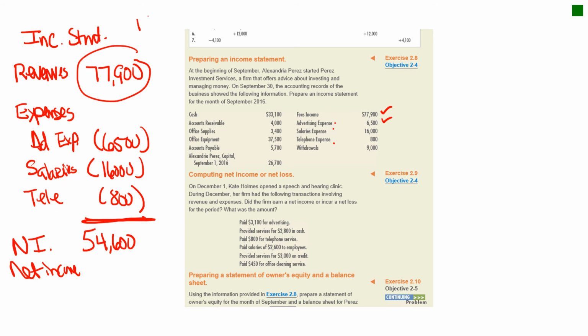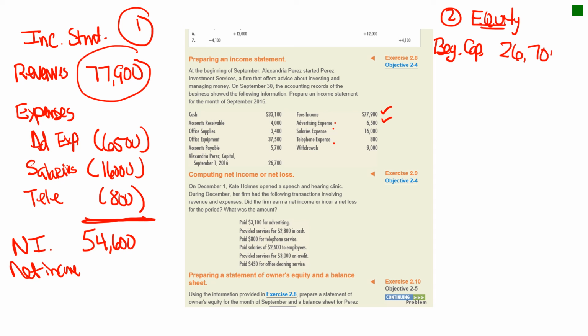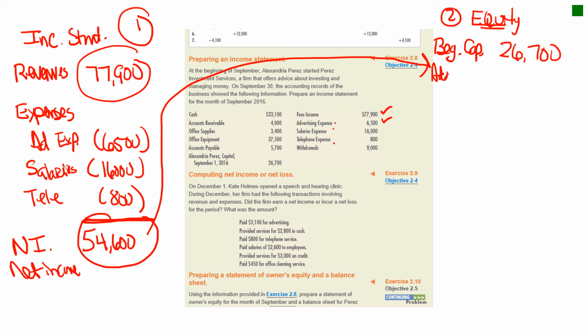Okay, so this is financial statement number 1. The second financial statement, which we call our equity statement, what you do on that one is you start off with your beginning capital balance, which they give you here in the problem, is $26,700. Now, this income number from your income statement is going to be transferred to the equity statement. So you're going to say add net income, which in this case was $54,600.